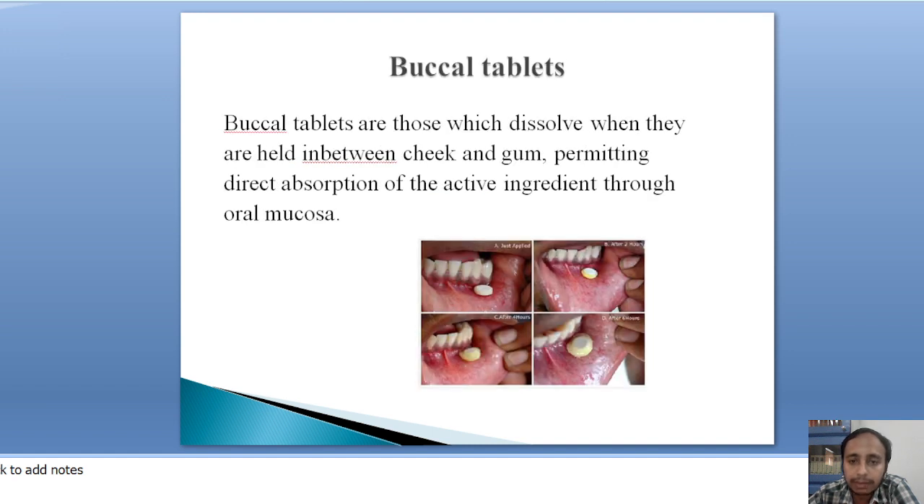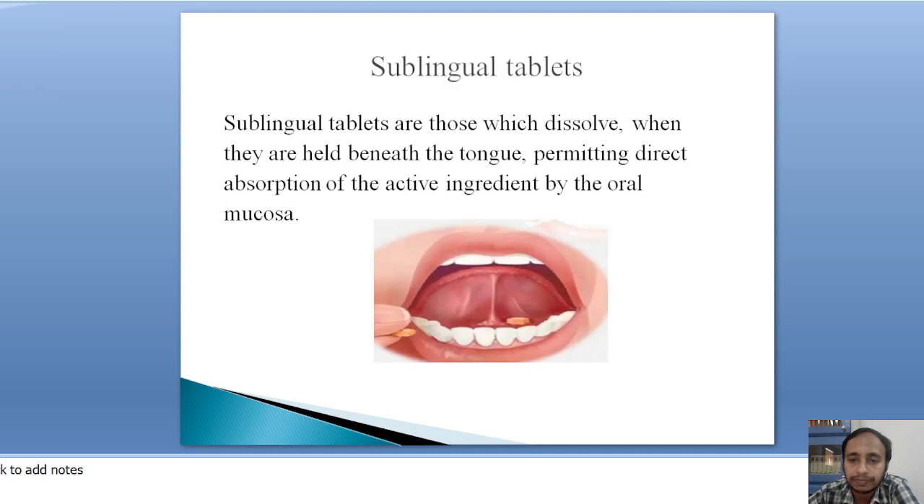Next is the buccal tablet. In the pictures you can see how the buccal tablet is placed. It is placed in between the cheek and gum, permitting the direct absorption of the active ingredient through the oral mucosa. Next is sublingual tablets. These are placed beneath the tongue. As I said earlier, it provides a good absorption for the drugs.